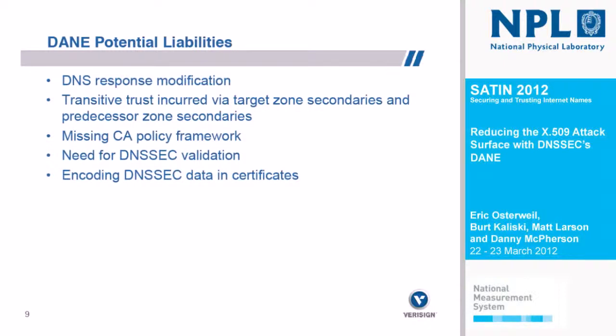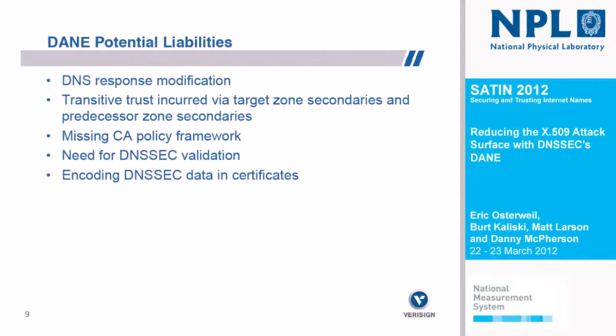So there are some liabilities with DANE. This is just a partial list, the ones that we included in the paper and talked about. DNS response modification, and by this I mean monetization that some ISPs do, turning NX domains into search pages with ads, or the kind of filtering that we've seen proposed by governments. Those of you in the U.S. and those of you not in the U.S. probably followed the really unfortunate legislation that we had proposed that is dead for the moment, that would have required ISPs to basically be enforcers for intellectual property and content interests.